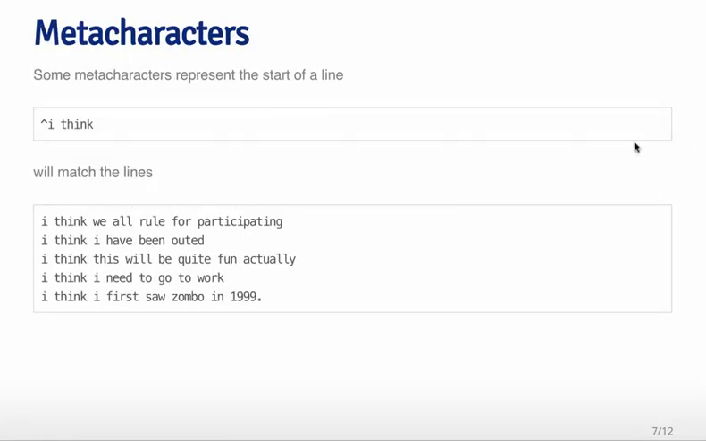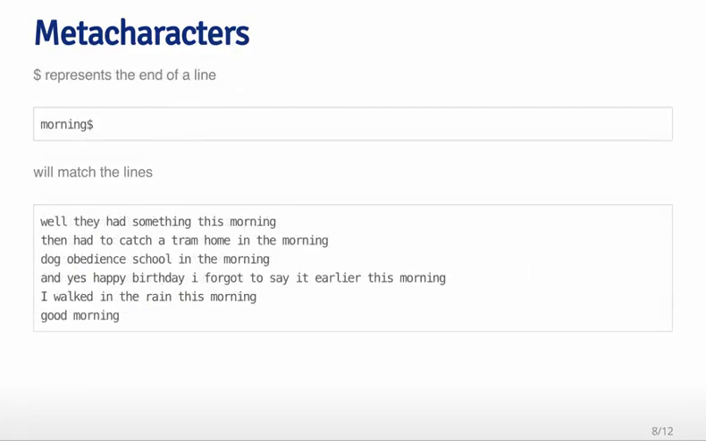Some metacharacters represent the start of the line. For example, a caret followed by I think will match the start of a line followed by I think. So that will match all of these lines. But it wouldn't match if the I think came somewhere in the middle of the line. The dollar sign represents the end of the line. For example, the phrase morning followed by a dollar sign will match all of the lines here because morning is the last word in the line. However, if morning appeared only in the middle of the text, it wouldn't match.